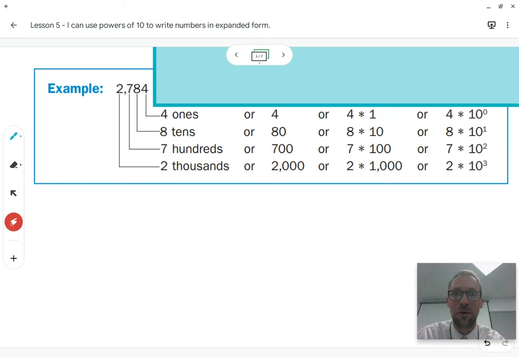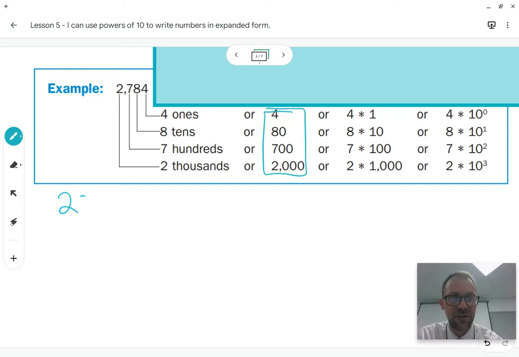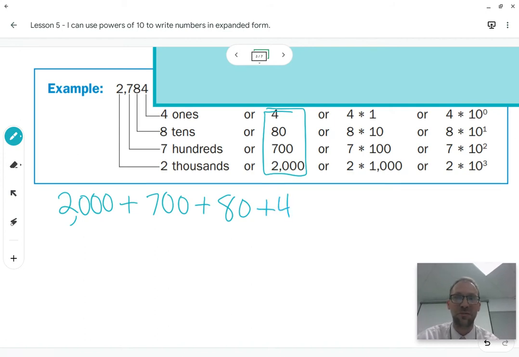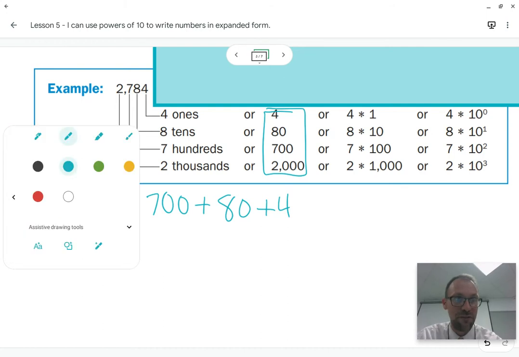In expanded form. Well, we could write traditionally. Let's take this column here. Okay. Let's take that column there. We could say this number is 2,000 plus 700 plus 80 plus 4. Well, that looks familiar, right? We've done that before. What if we took this column here?